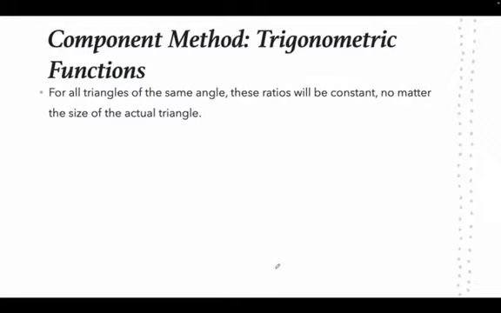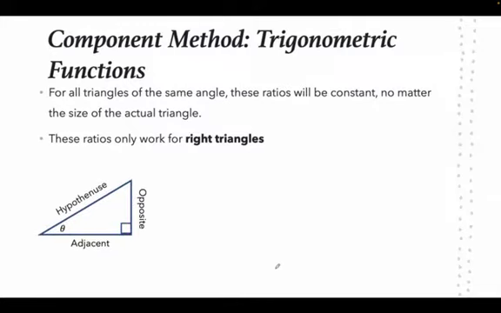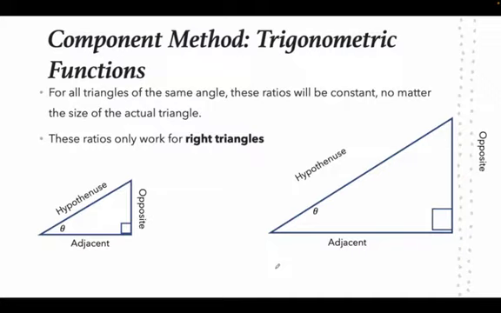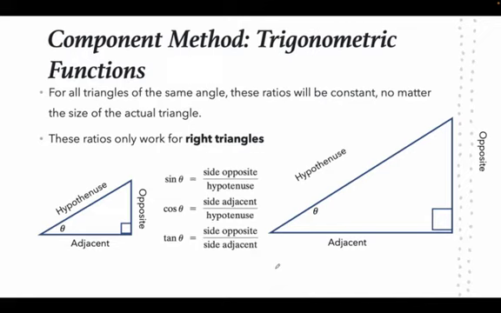Now, these ratios are constant no matter what the size of the triangle is, as long as the angle is the same. So if I have this triangle right here and this triangle right here, the ratios for this angle will be the same. So sine, cosine, and tangent of theta, whether it's this or this, the answer will be the same.